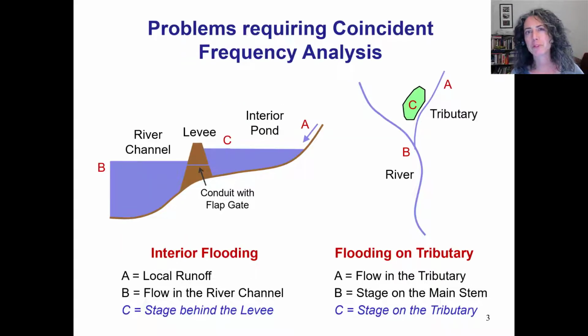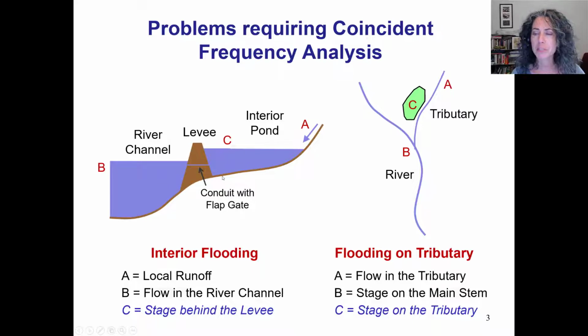Here are some examples of problems that we might use this type of analysis for. These are the two most common. On the left, we have an interior flooding problem. We've got a levee built along a channel to protect an interior area, but at the same time, it also blocks drainage from the interior area into the channel. So we have to do something about that. Maybe we have a pond at a low area, and we've got some gravity drainage through the levee into the channel, and that drainage is maybe blocked by a flap gate at times when the channel is high, so we don't allow flow back in the opposite direction.